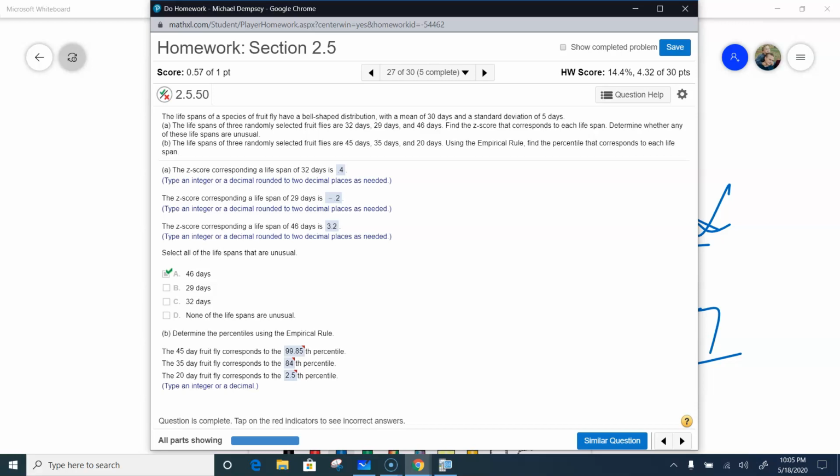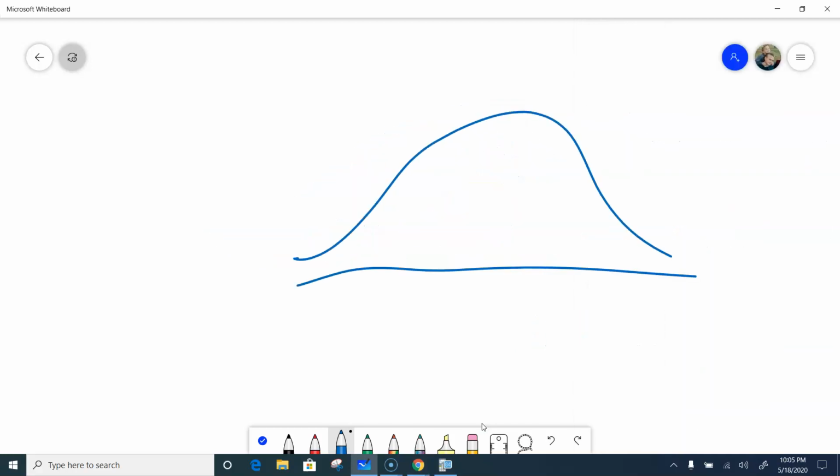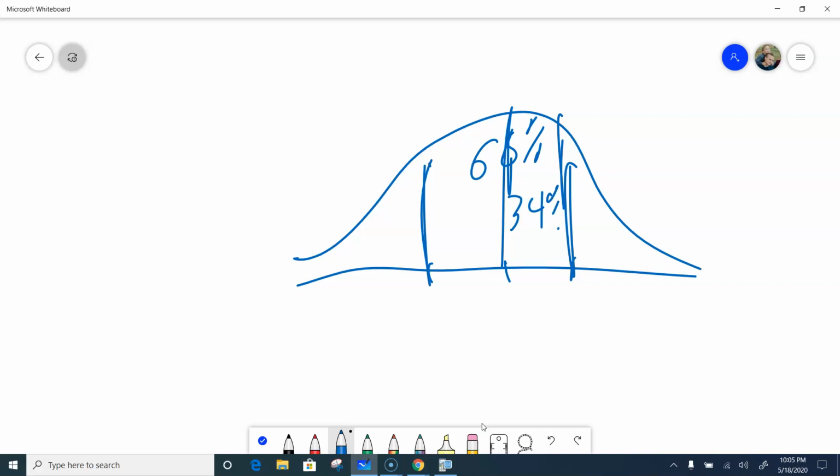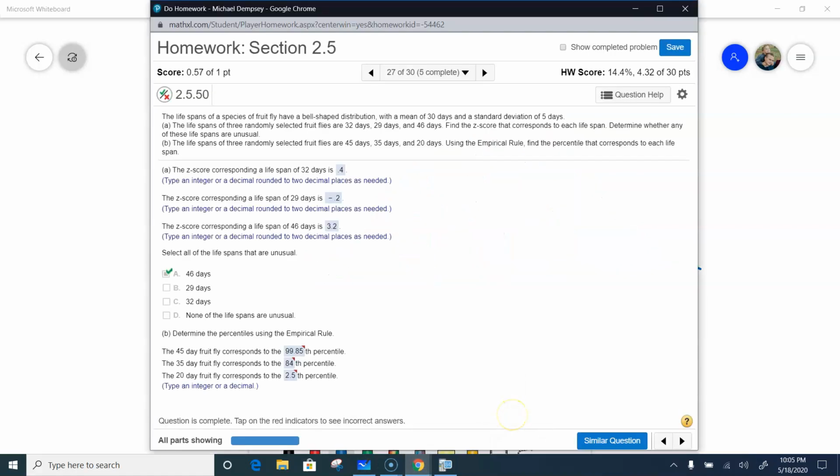84th percentile, right? 35 days. Well, that's just one standard deviation above the mean. So if I'm just one standard deviation above the mean, remember we have 68% in here. So if this is 68%, that means just in here is 34%, right? It's half of 68. And then over here is 50%. So we have 50% and 34%. That's where we get our 84%.